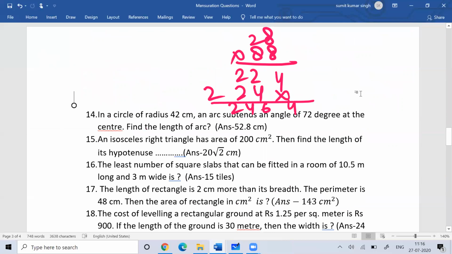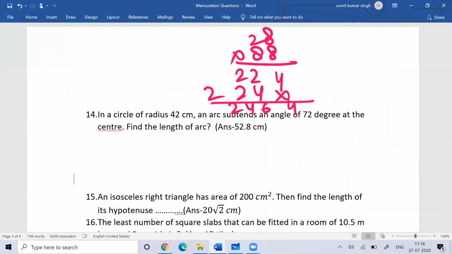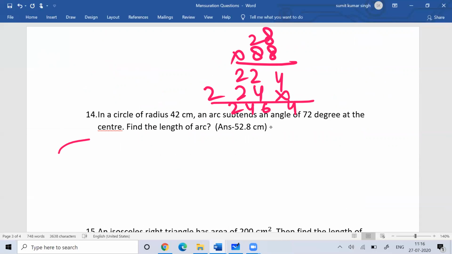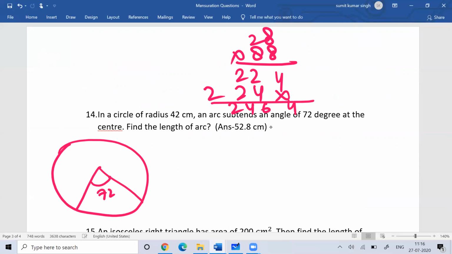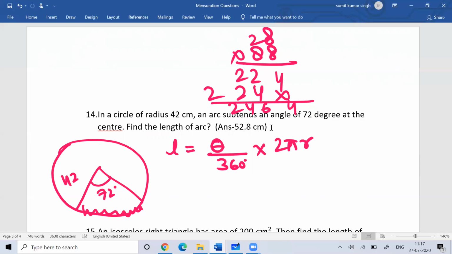Okay. Now going further, question number 14. In a circle of radius 42, an arc subtends an angle of 72 degrees. So the arc is 72 degrees and the radius is 42. You need to find the length of the arc. The length formula is theta by 360 degrees into 2 pi r. That is the length formula.